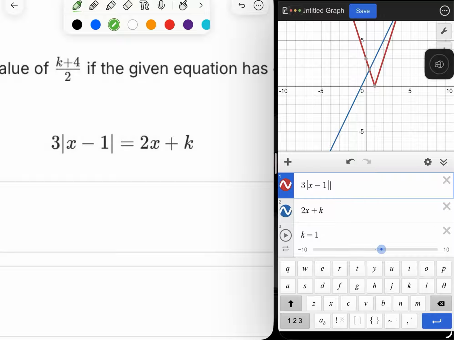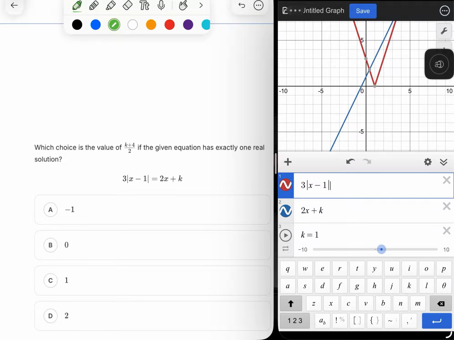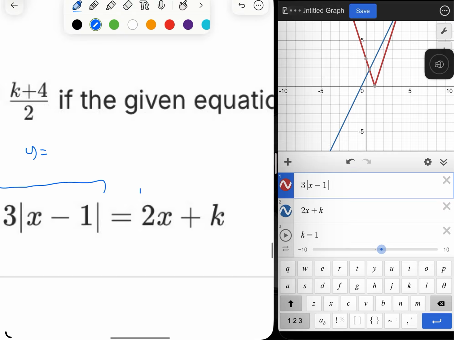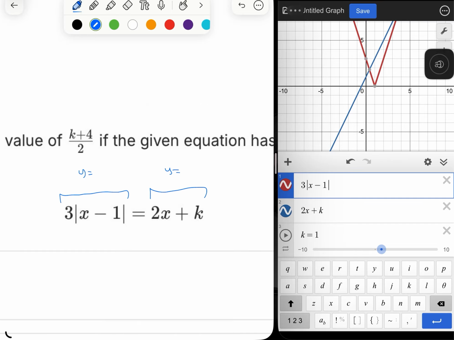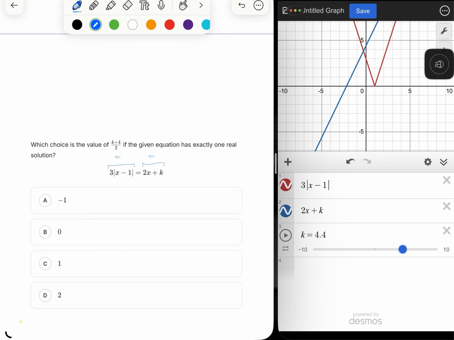So those are our two systems here, and you know that the equation has one solution. Well, if you think of this as a system, y equals 3 times absolute value of x minus 1 and y equals 2x plus k, that means it only intersects at one point if it has one solution.